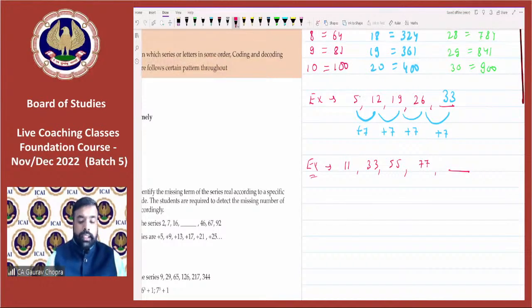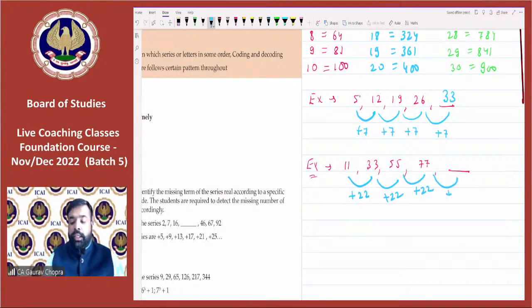If we again see, the series is getting increased every time by 22. Again 22. So every time the number is getting increased by 22. So what will be the next number? It will be 99. Yes. So many of you have again given the answers. That's great.